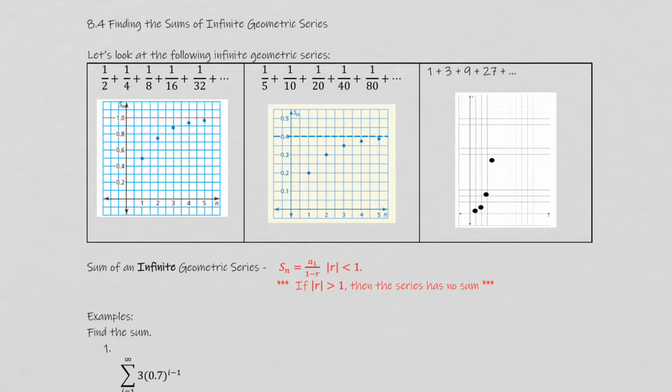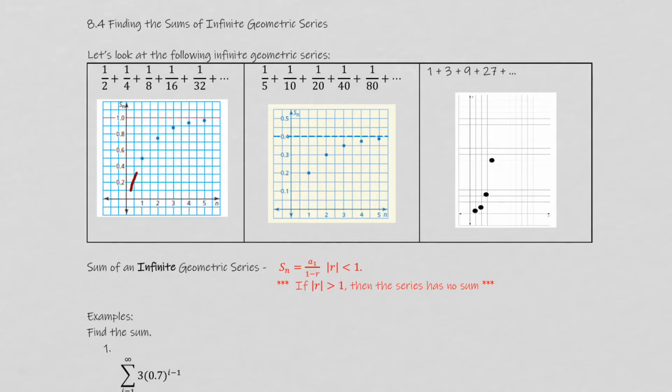Okay, for 8.4, we're still finding sums, but this time we have infinite geometric series. So it means it's multiplying by some number to get to each next term, but these ones go on forever. There's no set number of terms, okay? And I want to first look at these following infinite series in these pictures.